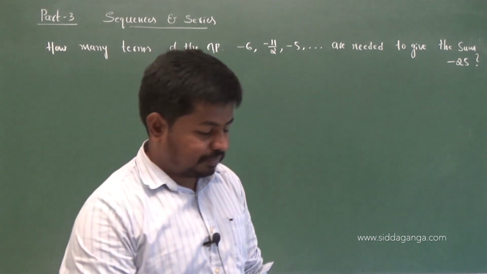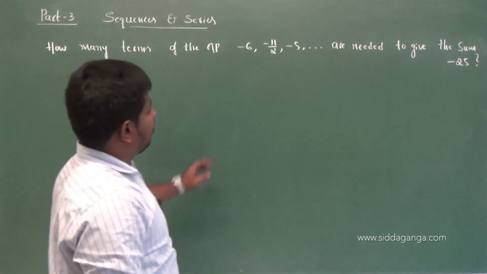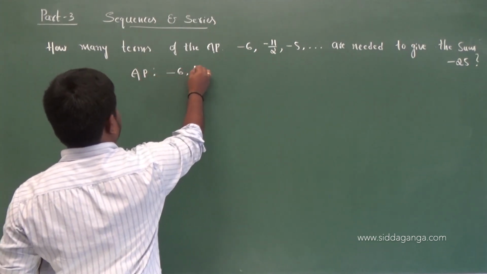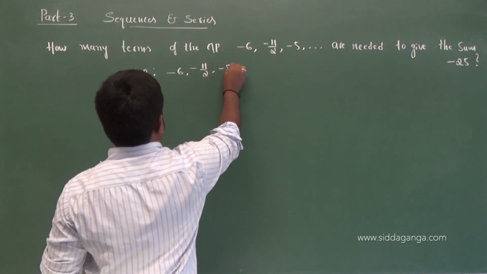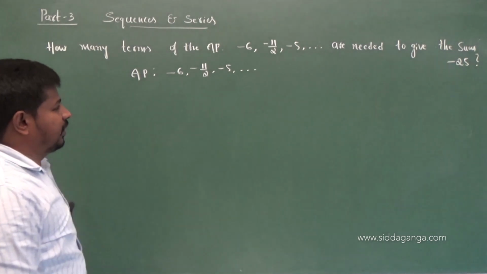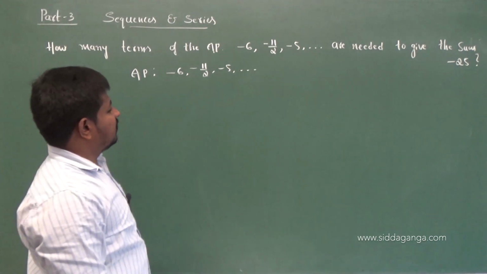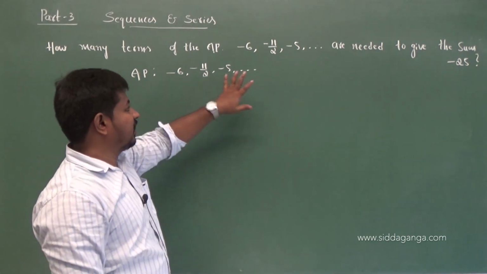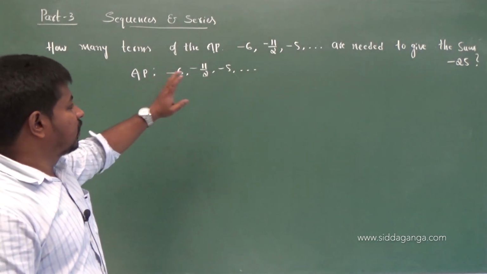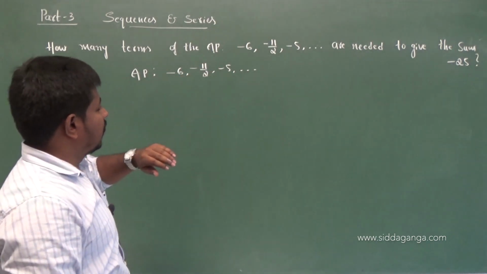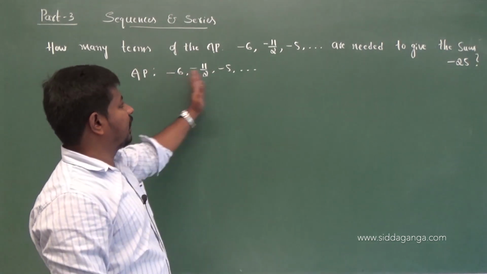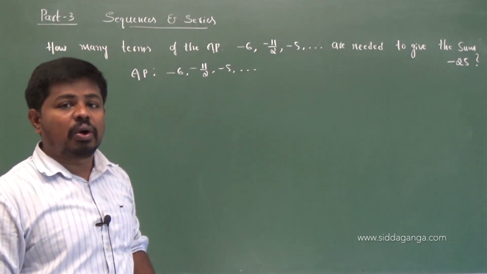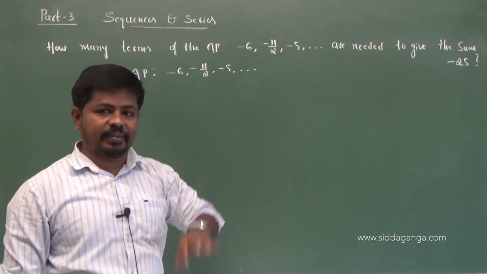Students, here the question is, there is an AP, I mean we have an arithmetic progression given by minus 6, minus 11 by 2, minus 5, and so on. The sum of the terms of the AP is equal to minus 25 for how many terms? Here we don't know the number of terms. Actually, the AP is an infinite sequence. And to get the sum minus 25, how many terms should be added? That's the question.